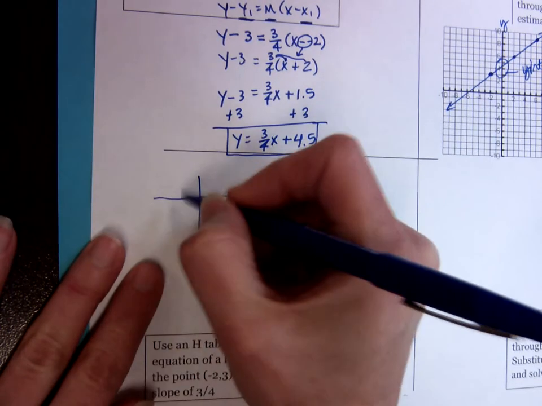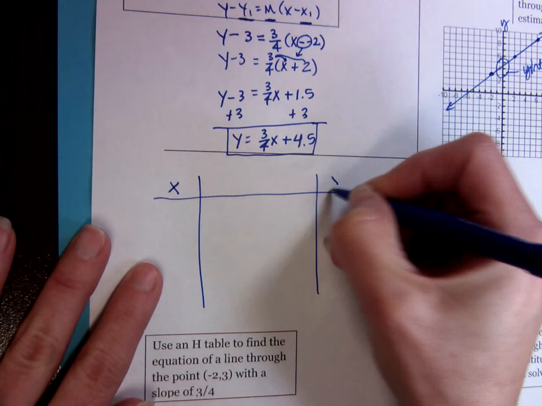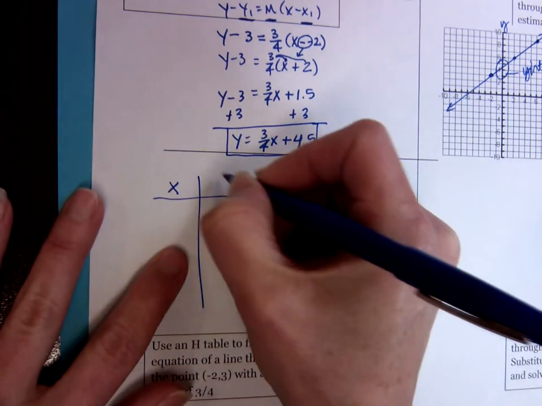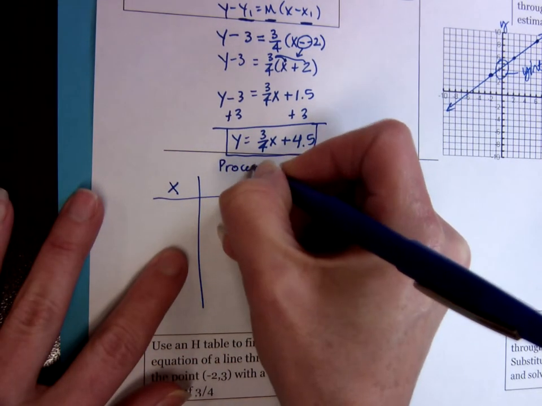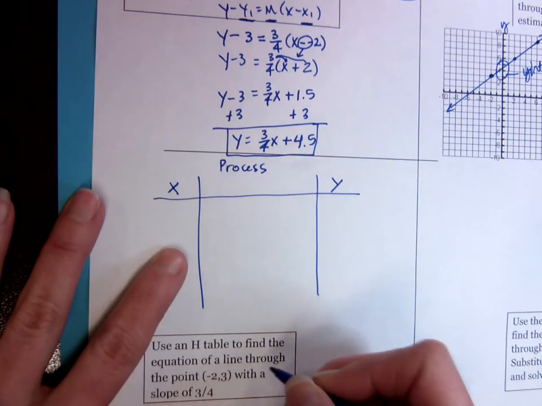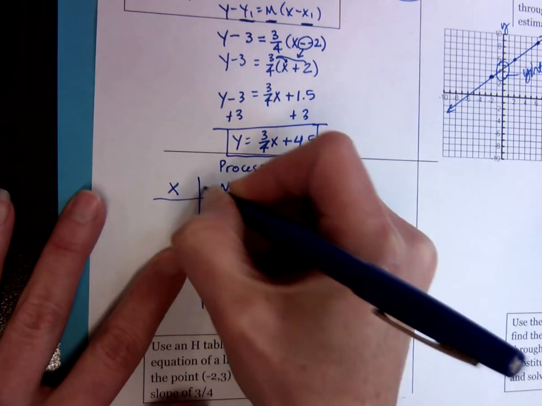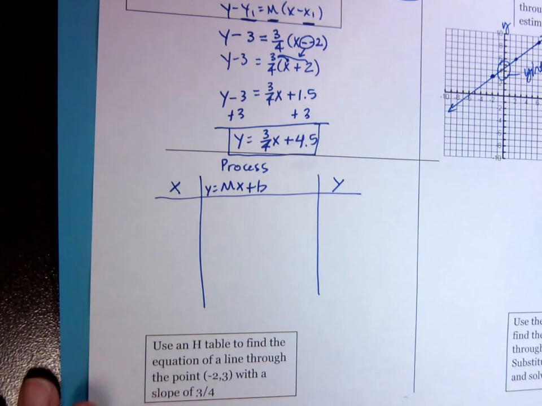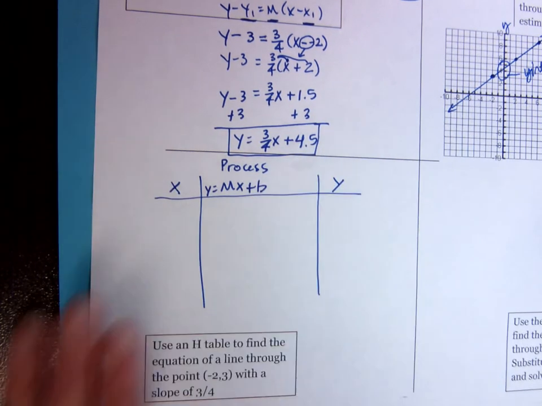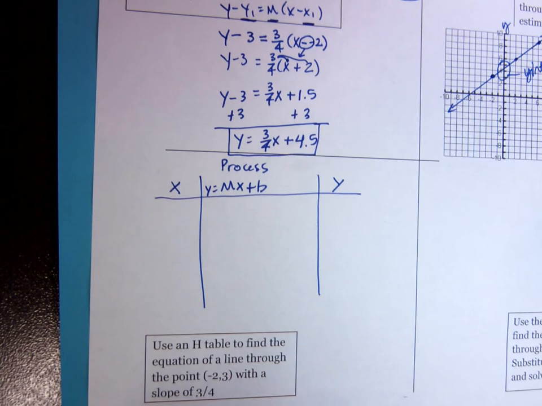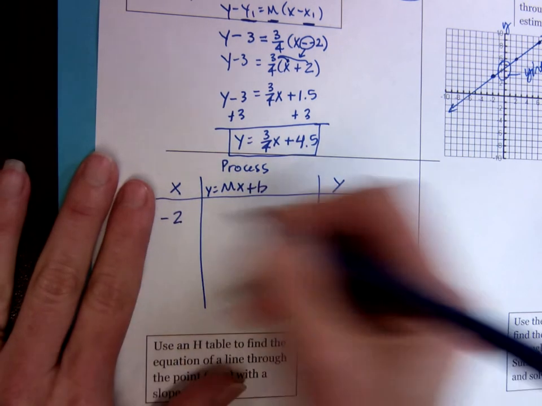And we know that this is the X and this is the Y. And inside is the process column. Since we're looking for an equation, we're looking for this to be mx plus b, or y equals mx plus b. Does it give us anything that we can put in this table right now? Good, Brittany. The -2 is the x and the 3 is the y.